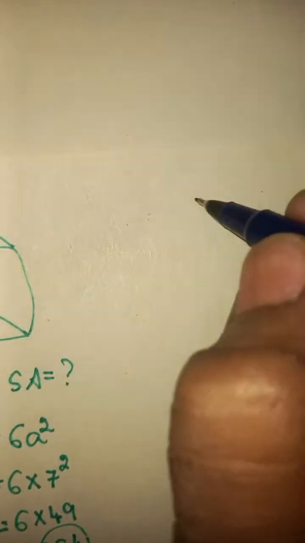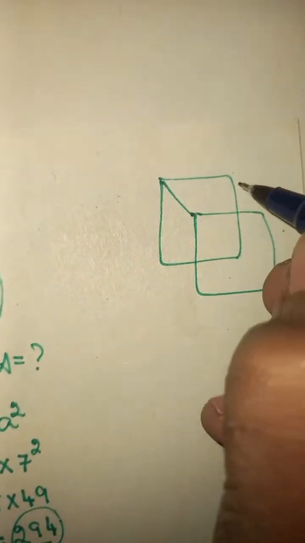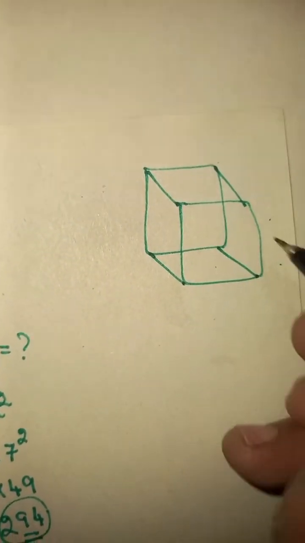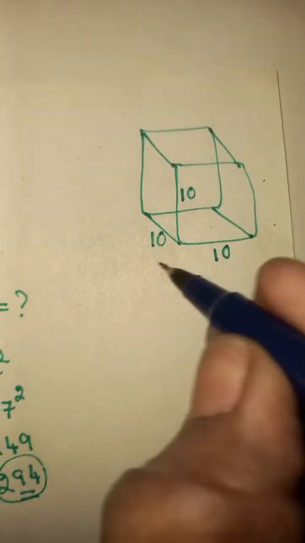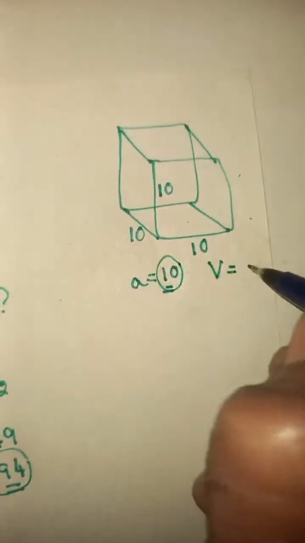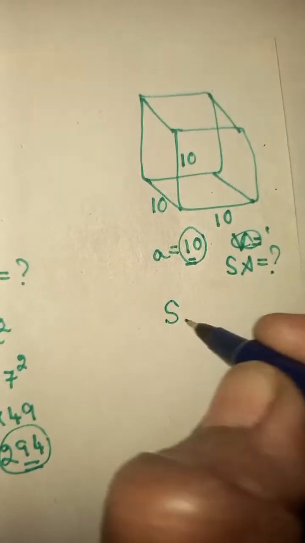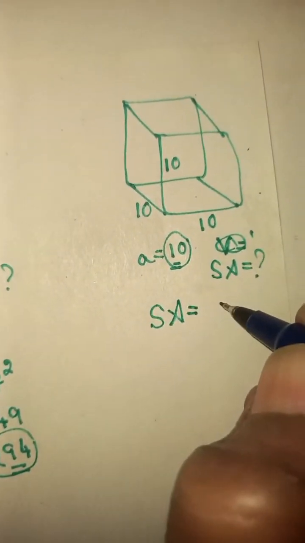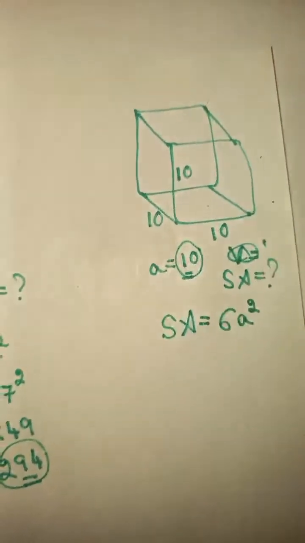Let's take another cube. Here in this cube they told all the edges of the cube are equal to 10 units. So all edges of this cube are 10 units. Now find the surface area of the cube. Here also in the same way, surface area is 6, that is the area of each face.